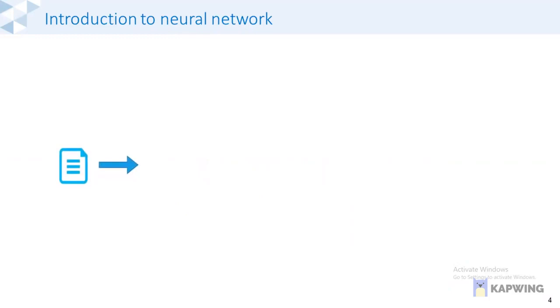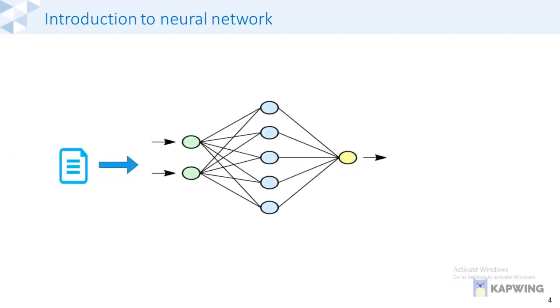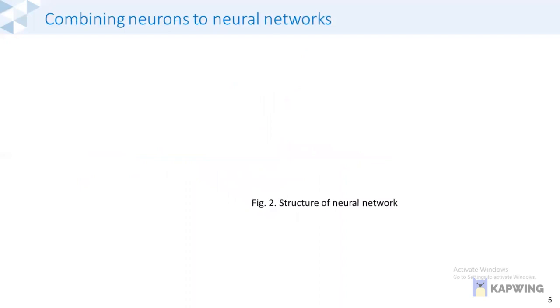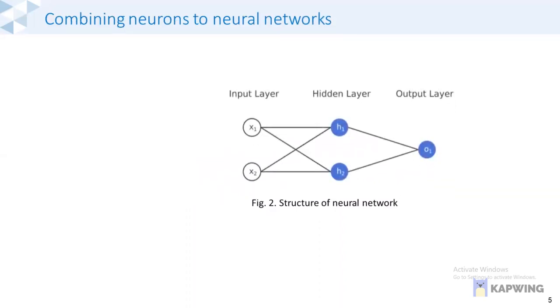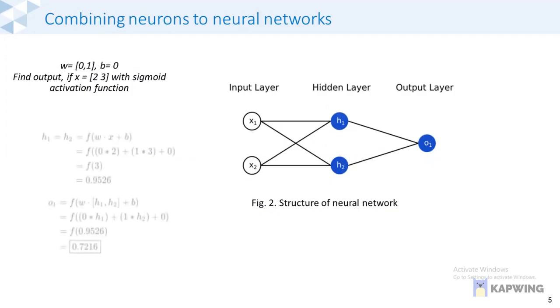In a neural network, we have input data. The input data is fed into the neural network. In hidden layers, the algorithm learns the features of the data, and as a result, it predicts the desired output. Before going into detail, let us see the building block of a neural network, which is the neuron, and how the mathematical calculation takes place. In a neural network, we have an input layer, a hidden layer, and an output layer.